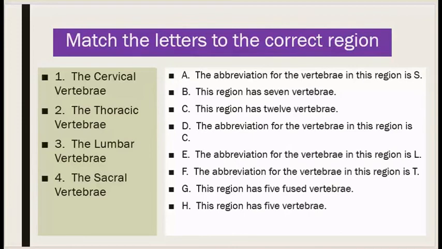B. This region has 7 vertebrae. C. This region has 12 vertebrae. D. The abbreviation for the vertebrae in this region is C. E. The abbreviation for the vertebrae in this region is L. F. The abbreviation for the vertebrae in this region is T.